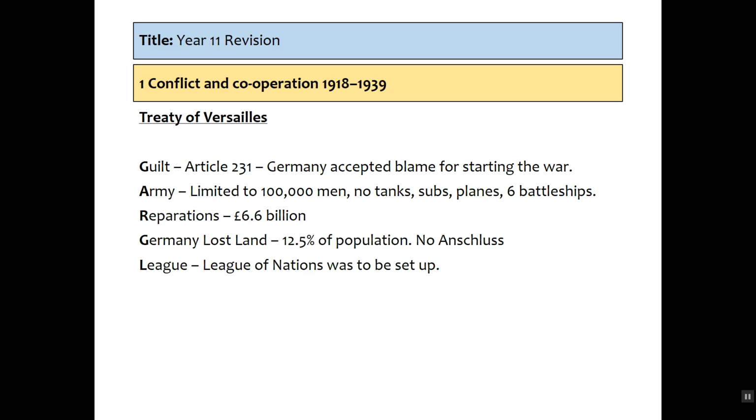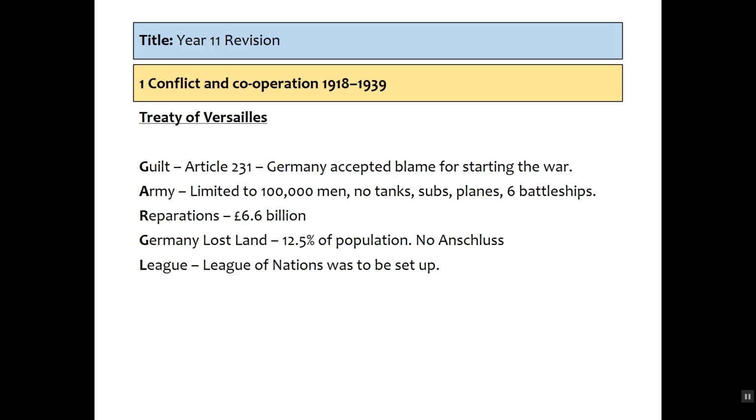The armed forces of Germany are limited to 100,000 men. No tanks, no submarines, no planes. They're limited to 6 battleships, and there is part of Germany, the Rhineland, which has been demilitarized. No German troops are allowed there, and it's on the border between France and Germany. Now, can you imagine what our reaction would be if we were to lose our army? We'd be defenceless. It could potentially leave us open to invasion, and that's how the Germans felt.